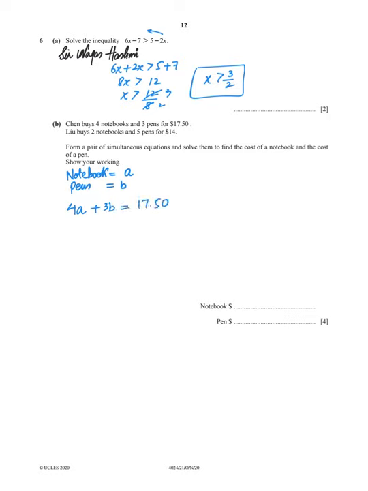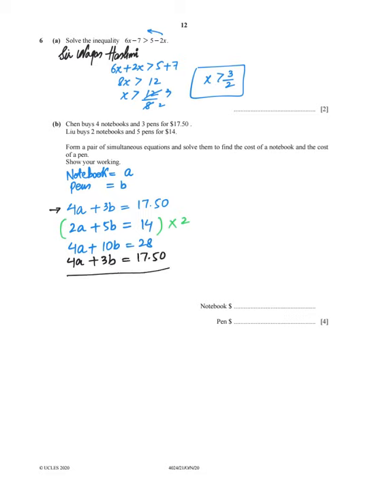and 50, right? Similarly, Liu buys 2 notebooks and 5 pens for the price of 14. From a pair of simultaneous equations which we had already made, solve them to find the cost of a notebook and pen. Show your working. Alright. So first thing, I will multiply the second equation by 2, so the coefficient of A will be the same. When I multiply, it will be 4A plus 10B equals 28. And the first equation I will write as it is: 4A plus 3B equals 17.5.